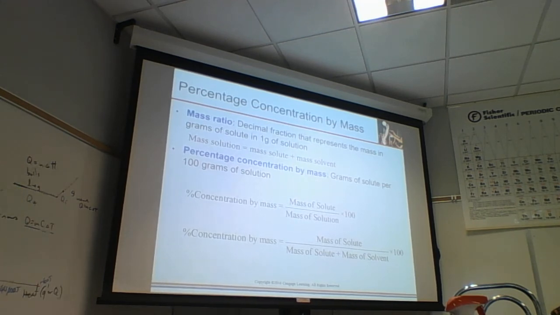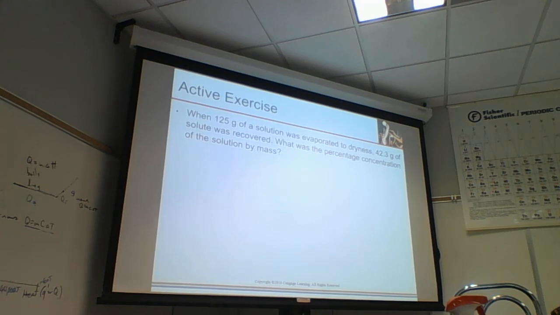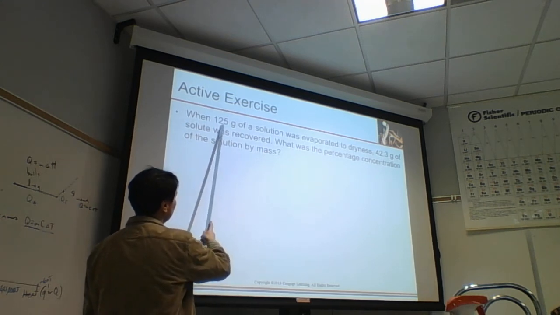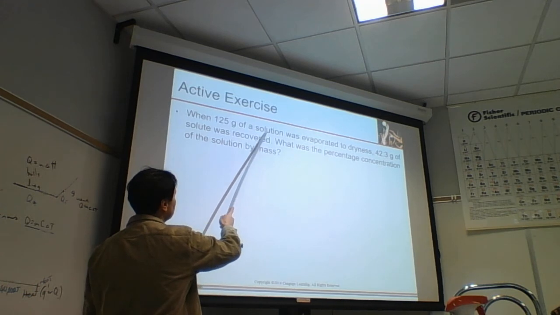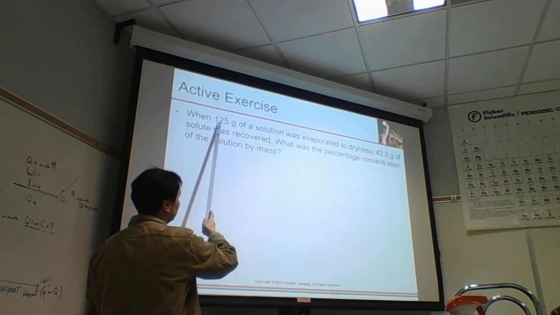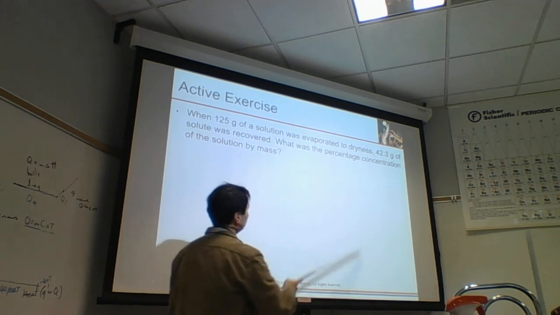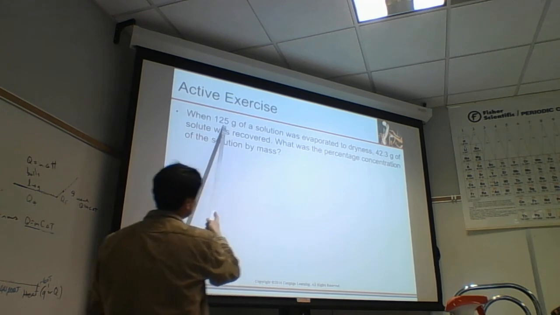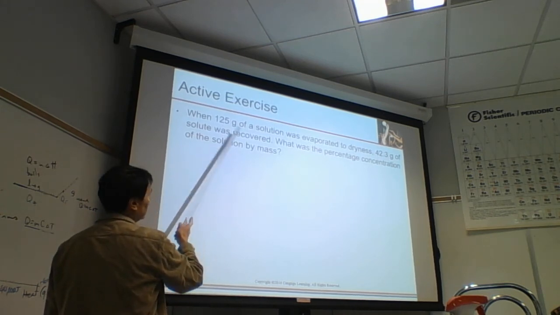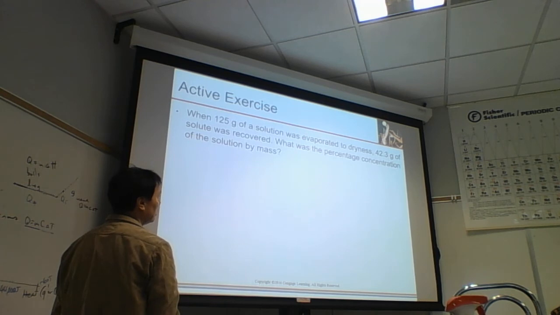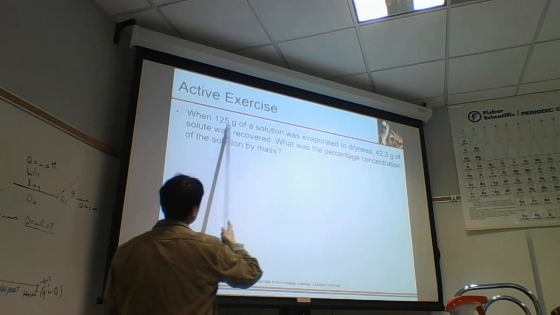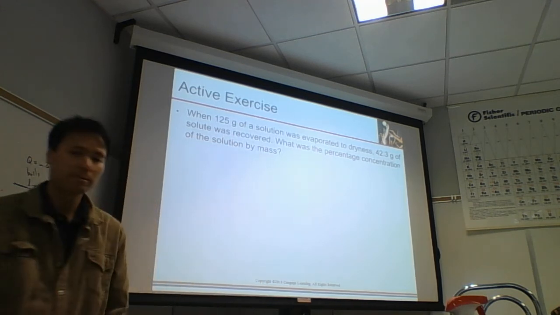Let's take a look at the example calculation here. 125 grams of the solution was evaporated to dryness. 42.3 grams of solute was recovered. And so the total mass is 125 grams. Solution consists of solvent plus solute, so 125 grams. If it's 42.3 grams of solute, then the rest was solvent. So we can calculate how many grams of solvent we have, but we don't need that because the percent by mass of solute is 42.3 grams divided by 125 grams of total times 100%.